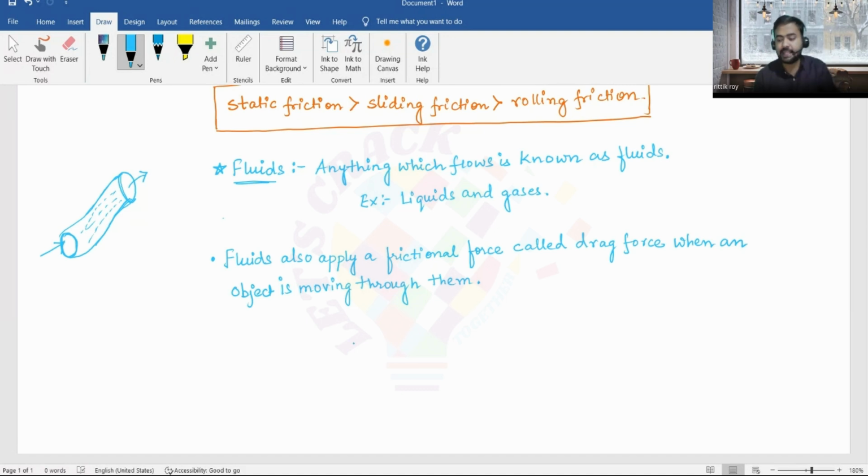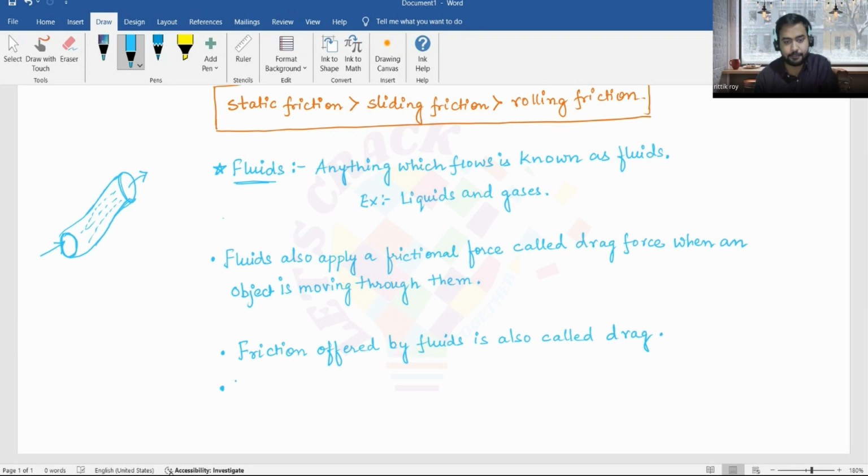Okay, the next thing that comes is friction offered by fluids is also called drag. So the friction which is being offered by the fluid is known as drag.